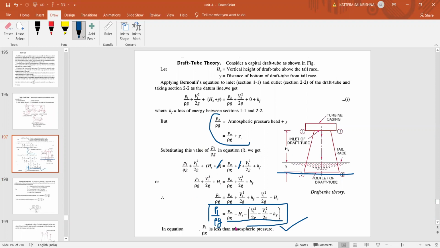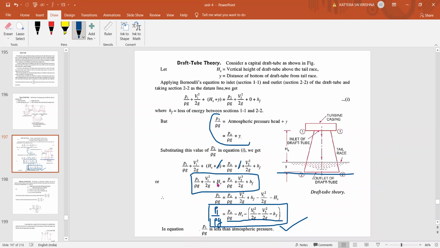So P1 by rho g equals PA by rho g minus HS minus V1 square by 2g minus V2 square by 2g minus HF. This is very easy. You can see from here, just get all the other terms to this side, and only P1 by rho g should be kept here. So you will get all minus values except PA by rho g, right? And here V2 square by 2g is taken outside, so it becomes minus, or you can keep it as it is, no issues. V2 square by 2g minus V1 square by 2g minus HS minus HF. Depending upon you, you can remember. If you remember this, it will be very easy, right?